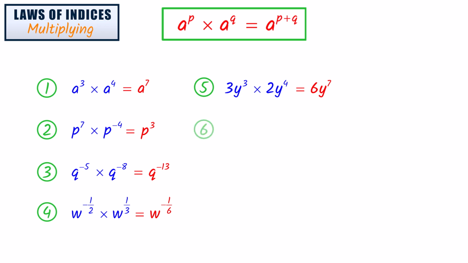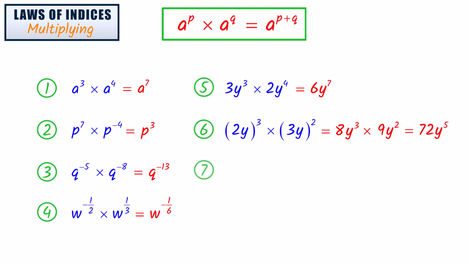For number 6, we need to multiply (2y) cubed times (3y) squared. Here, you have to cube everything in the first bracket and square everything in the second bracket. So 2 cubed is 8 and y cubed is just y cubed. So this gives 8y cubed. And we then multiply this to the 3 squared, which is 9, and y squared. So we get 9y squared. And multiplying these together gives 72y to the power of 5.